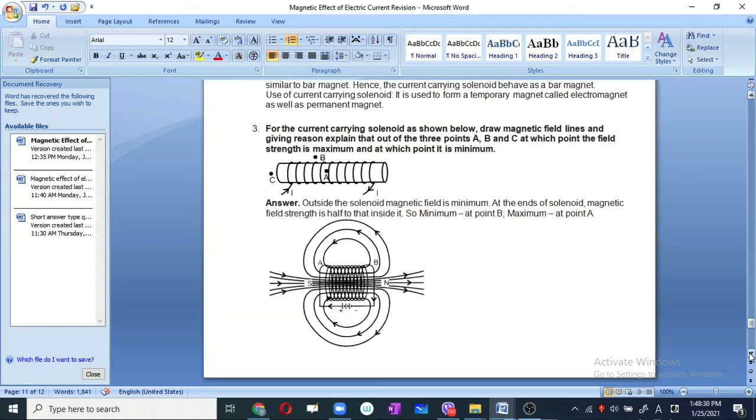So I think it's clear. Inside the solenoid, that is A, the magnetic field strength is maximum, and outside at B it is minimum. At C the field lines are also crowded. You can see in the figure just below, even at position C more magnetic field lines are crowded there. Hence the magnetic field strength at position C is in between A and B.